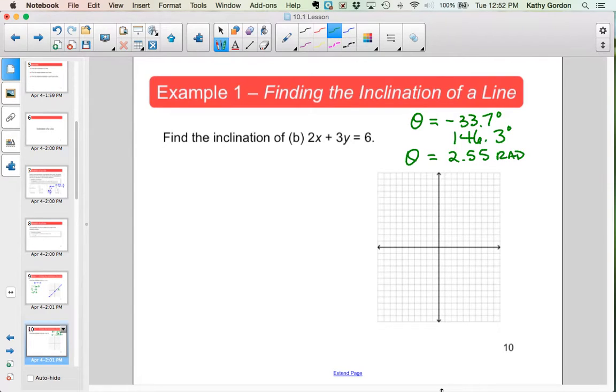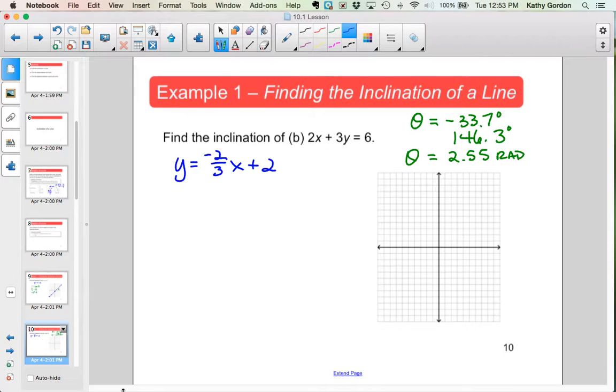Anybody else? Could be wrong. Alright, let's check it out. So, what should we do first? Okay, so what's it going to be in slope-intercept form? Plus what? 2? Okay, everybody agree with that?